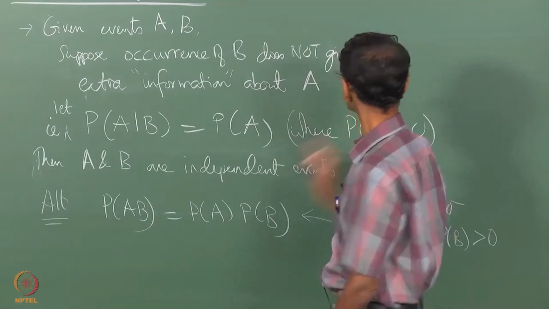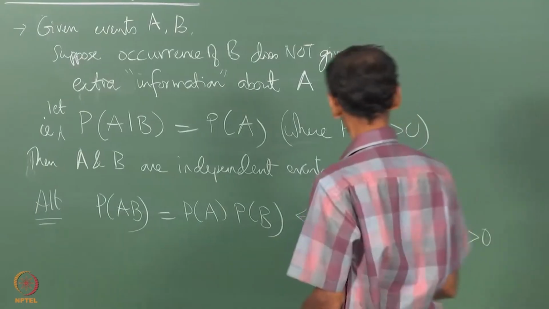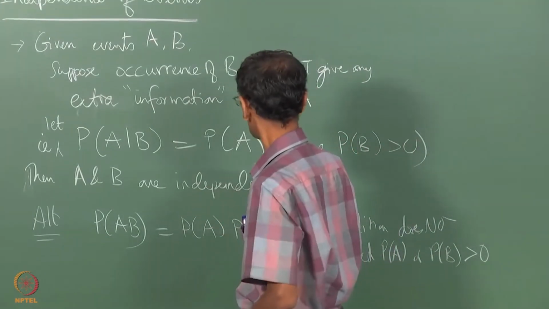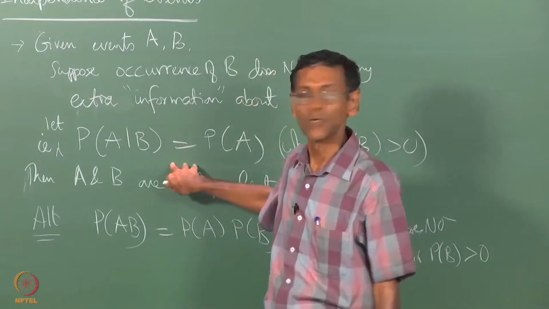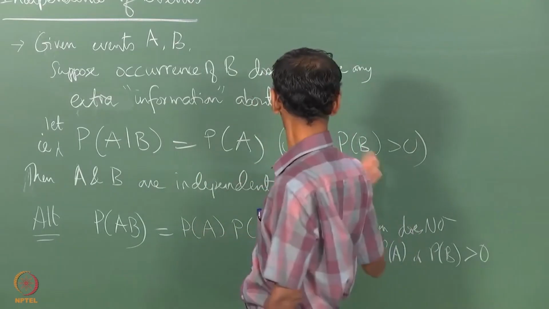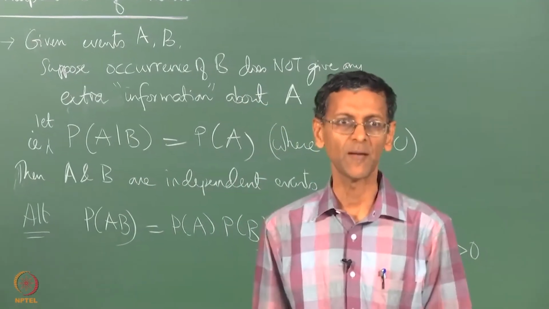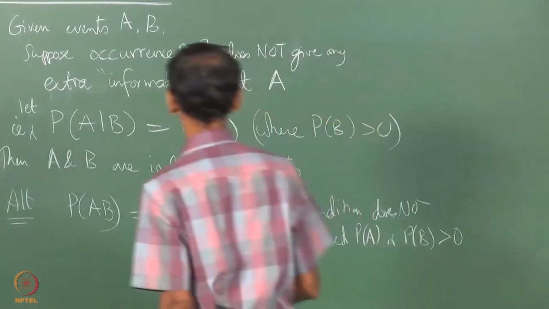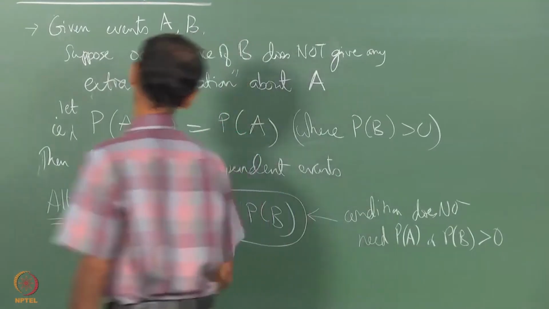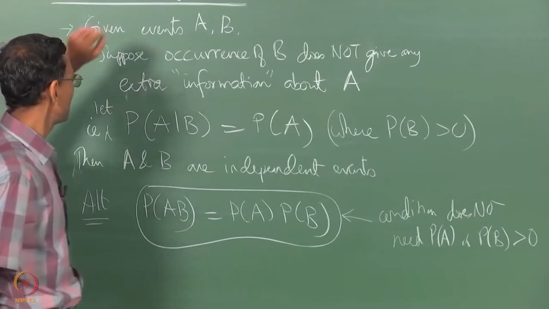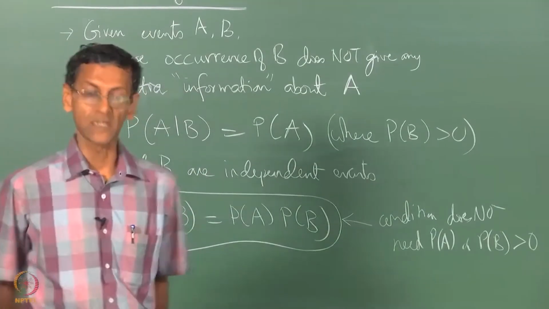Why you cannot write the other form: that is okay as long as the conditioning event has non-zero probability. This is an easier way to remember the same thing. These two are equivalent when P of B is non-zero, that is obvious because of the definition of P of A given B as P of AB by P of B. So you do not have to remember that, it is enough to remember this. Independence of A and B means exactly this.